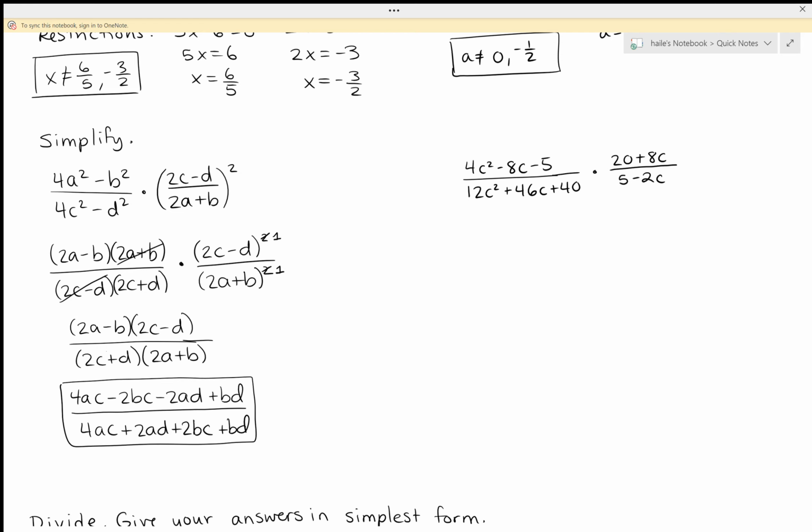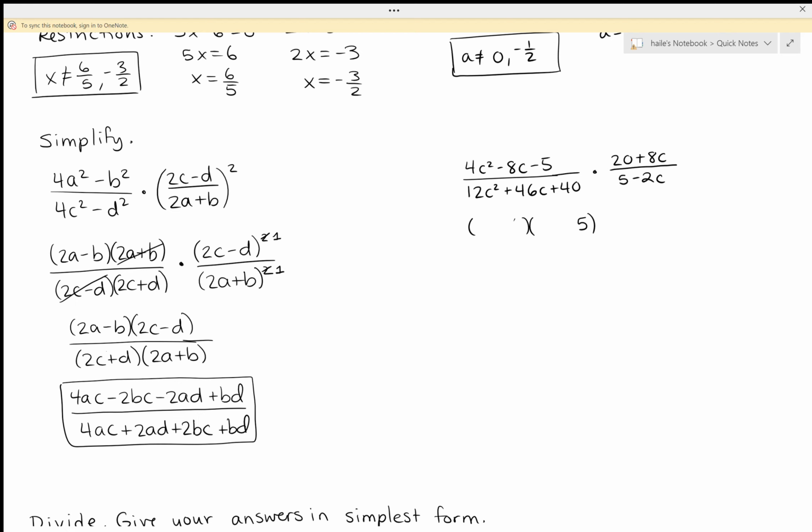In this next example, I need to factor all 4 parts of these two fractions, so the top of each fraction and the bottom of each fraction. So let's look at the top left first. 4c squared minus 8c minus 5 is a trinomial, so I know I'm going to get 2 factors. And in this one, we normally look at the squared term first, but maybe with this one, since we have a 5, it's easier to look at the constant term.